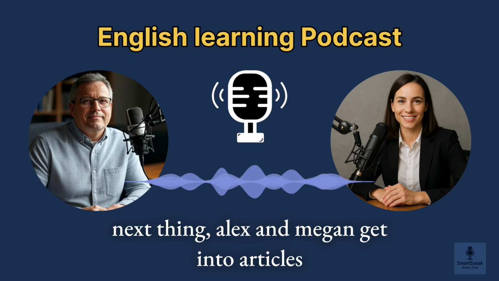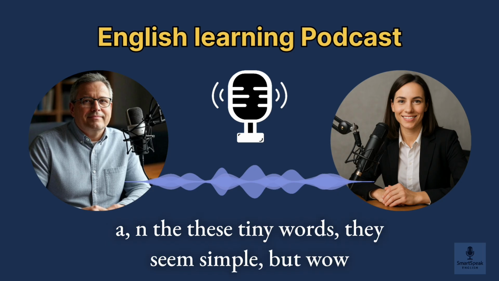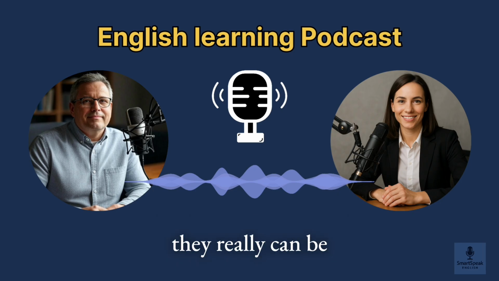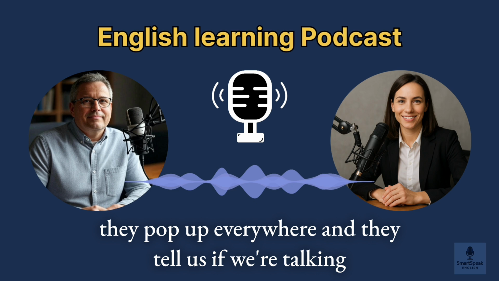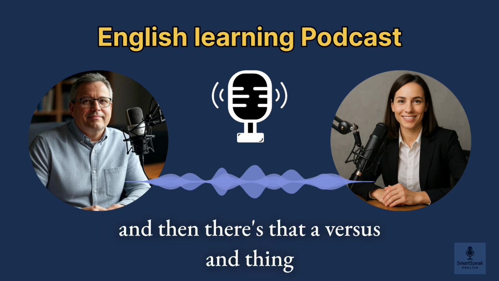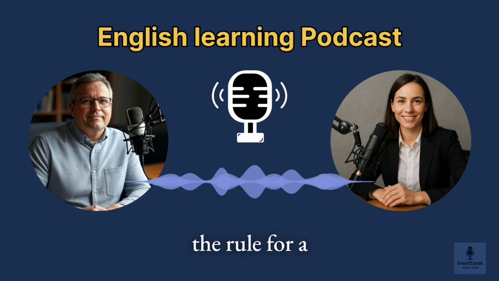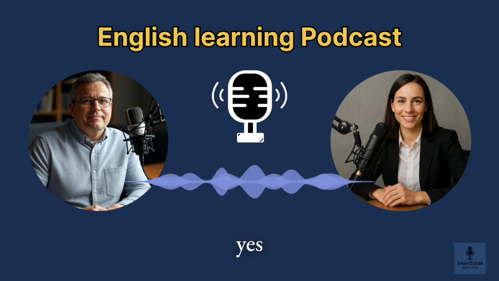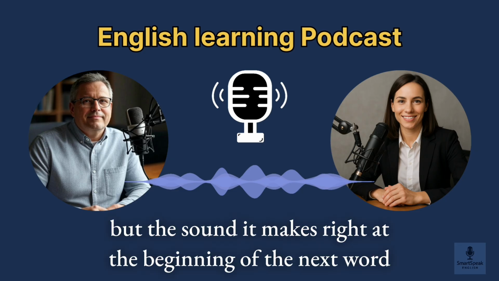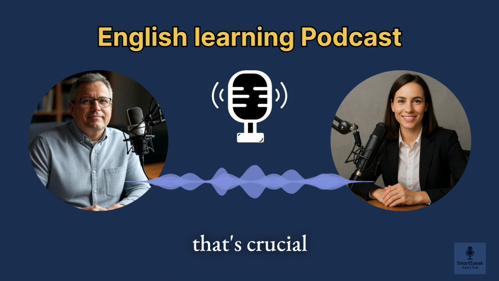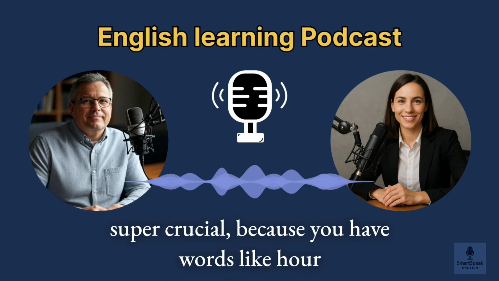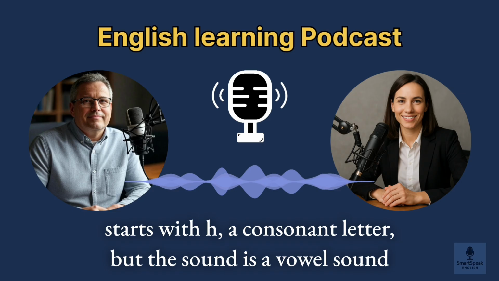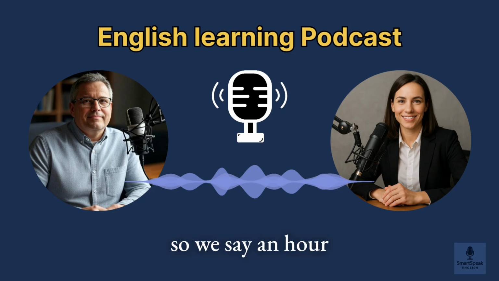It does. Okay, next thing Alex and Megan get into. Articles. A, an, the. These tiny words, they seem simple, but wow, they can be confusing. They really can be. They pop up everywhere, and they tell us if we're talking generally or specifically. And then there's that a versus an thing. Right, let's break that down. The rule for a. It comes before a word starting with a consonant sound, right? Like a dog. Yes. The sound is the absolute key. Not the letter itself, but the sound it makes right at the beginning of the next word. That's crucial. Super crucial. Because you have words like hour, starts with H, a consonant letter, but the sound is a vowel sound. So we say an hour.